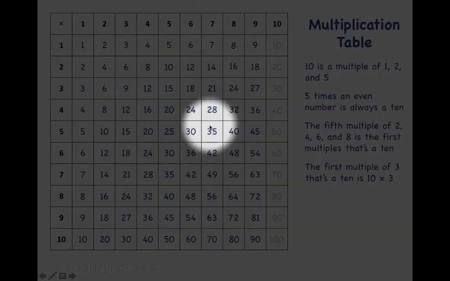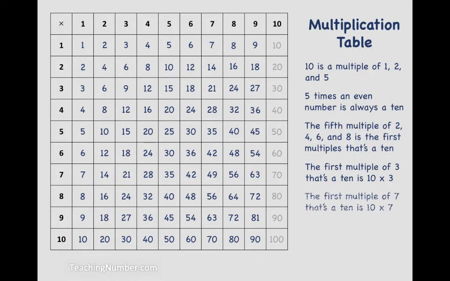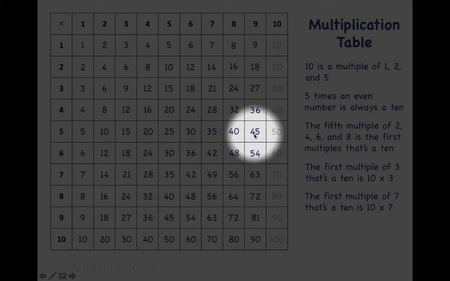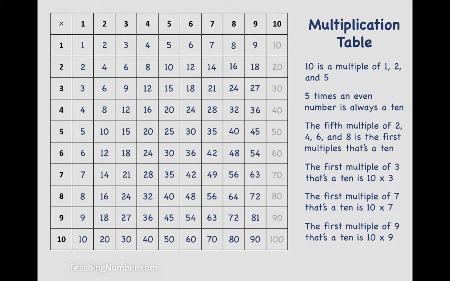The first multiple of 7 that's a 10 is 70. So when we're counting by 7, we don't get to a 10 until 10 times 7, the 10th multiple. The first multiple of 9 that's a 10 is 90, and that's also the 10th multiple of 9. So, except for 5, which is exactly half of 10, all of the other odd digits do not get to a 10 until the 10th multiple. 10 times 1, 10 times 3, 10 times 7, 10 times 9.